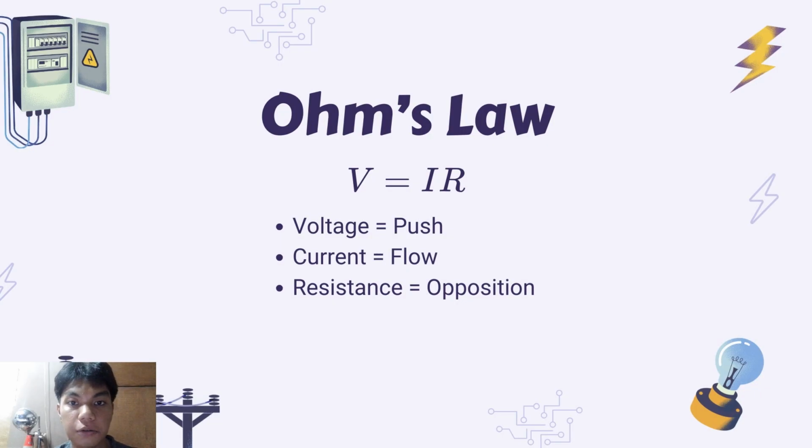Now let's move on to Ohm's law. Ohm's law shows the relationship between voltage, current, and resistance. Voltage is the push, current is the flow, and resistance is the opposition. If resistance increases, current decreases, assuming voltage stays the same.